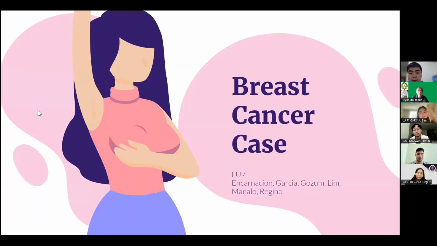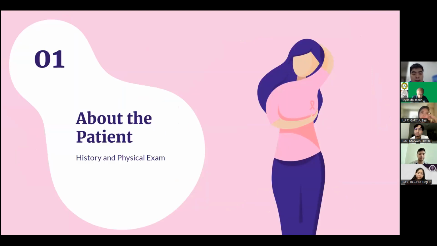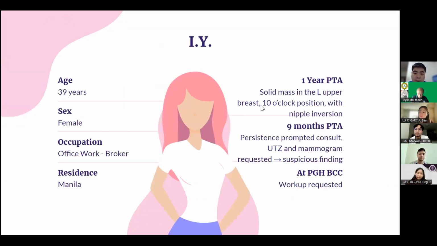Okay, so for today, we'll present a breast cancer case. Again, we're LU7. So we're gonna have a case presentation on a patient who presented with a left breast mass. So to start, we're gonna have the history and PE of the patient. So our patient is IY, a 39-year-old female who is an office worker from Manila.